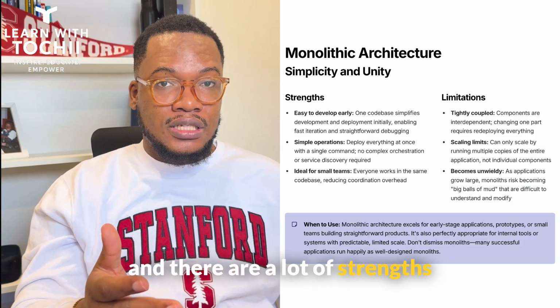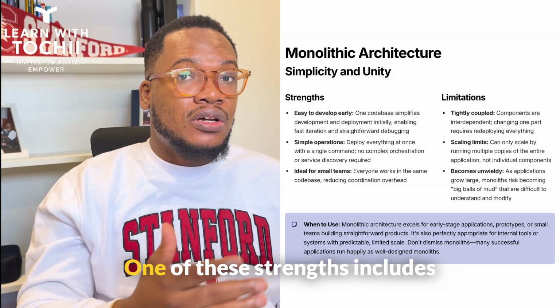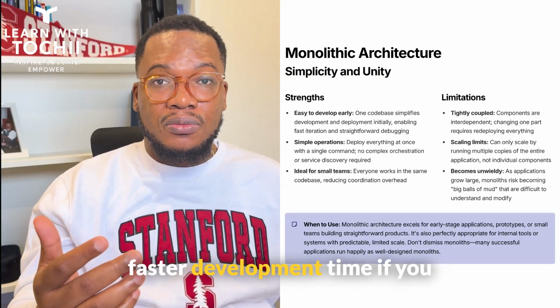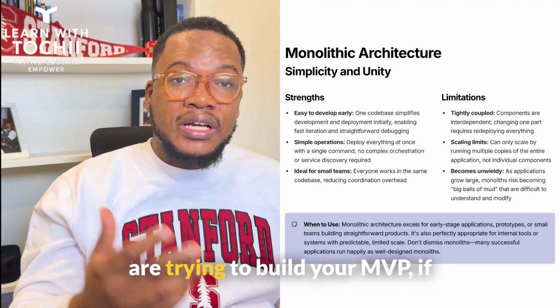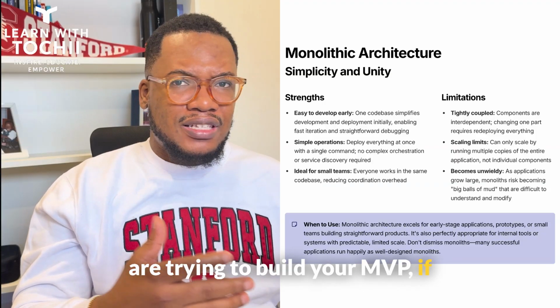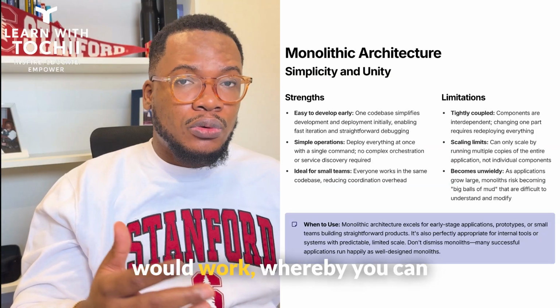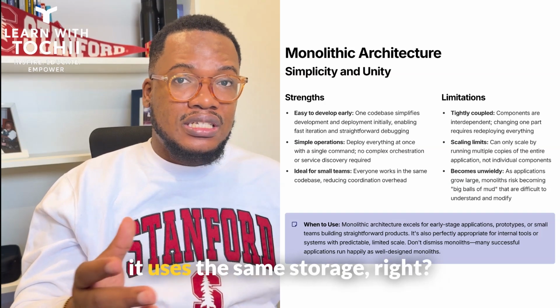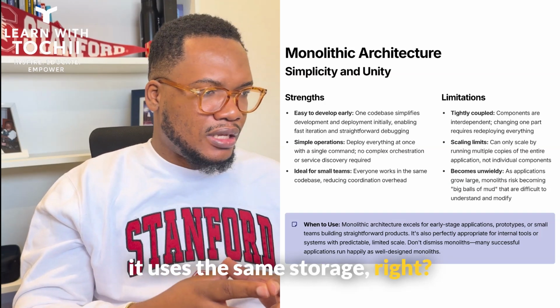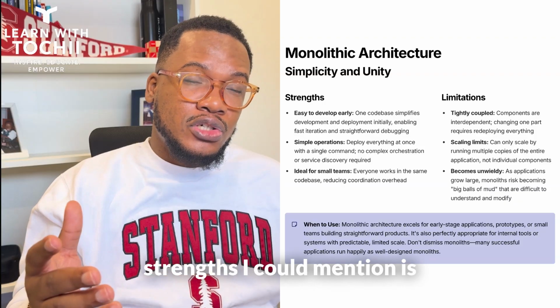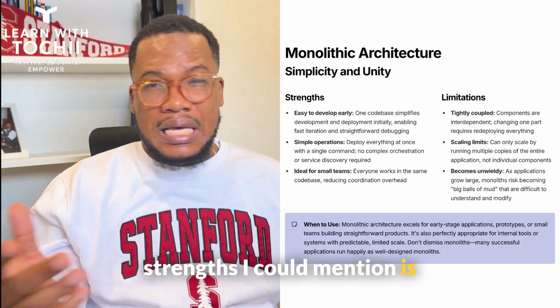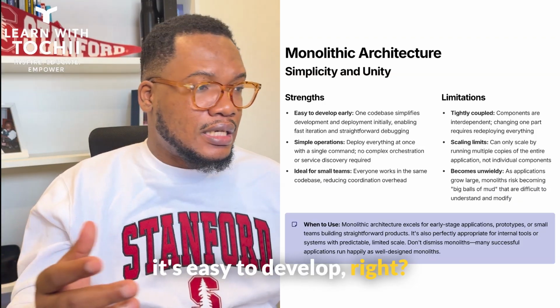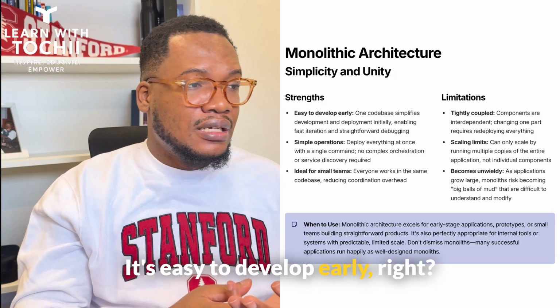And there are a lot of strengths and there are a lot of weaknesses. One of these strengths includes faster development time. If you are trying to build your MVP, a simple monolith architecture would work, whereby you can deploy all of this in one unit and it uses the same storage, right? Now, the truth is, a few strengths I could mention is it's easy to develop, right? It's easy to develop early, right?